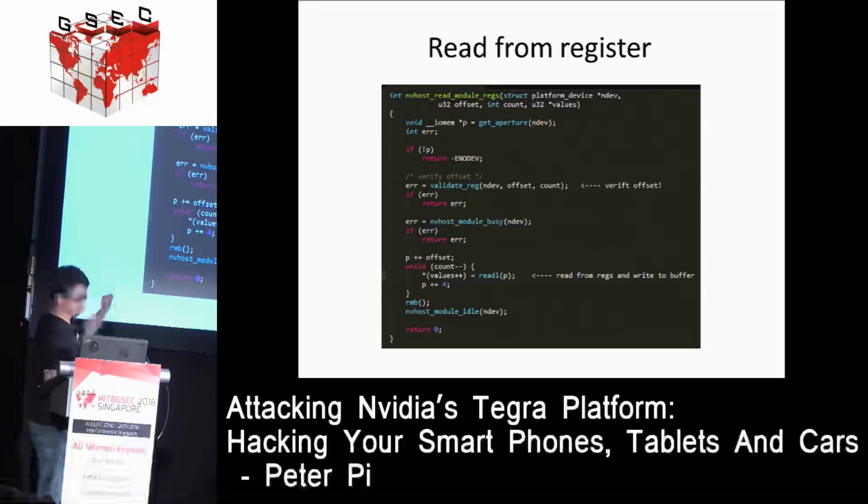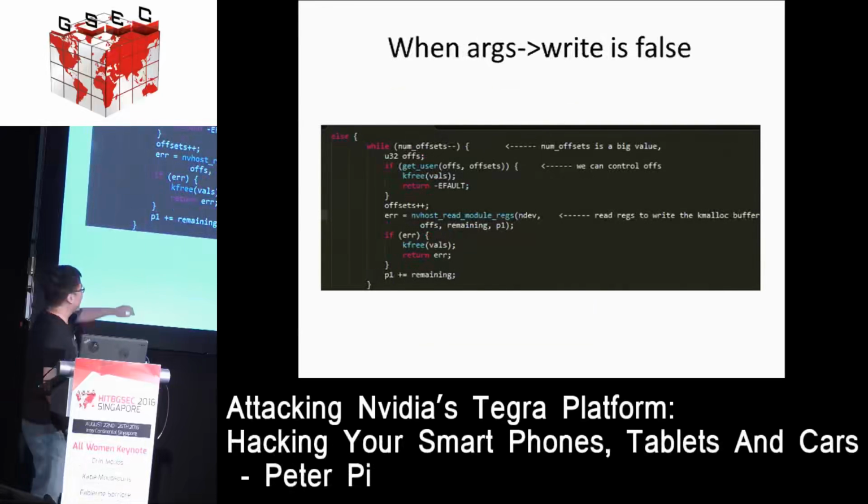When validate reg returns an error, we can see that read module regs will return an error. And in the while loop, NVhost read module regs returns an error, frees the kmalloc buffer and returns the error. Then we break the while loop. So after we overwrite the kmalloc buffer, we can set one big value to the offset, and it will get the big offset from user space, pass the offset to NVhost read module regs, and then break the while loop. So this method will solve the infinite loop problem.